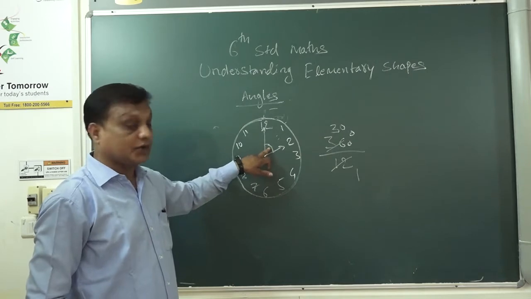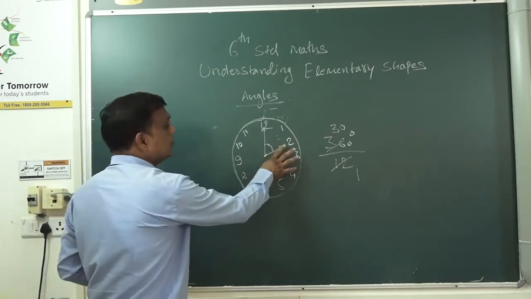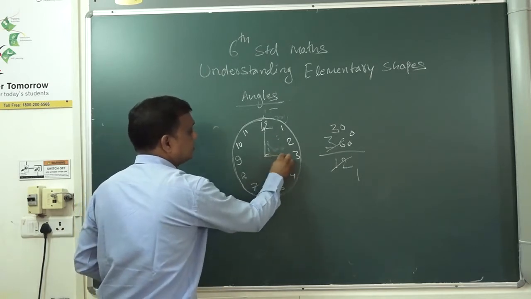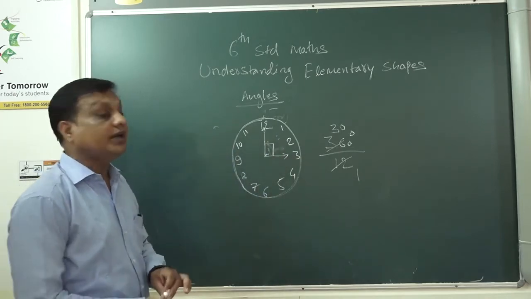From inside it is the acute angle, outside up it is the reflex angle. If you cross from 12 to 3, how many degrees now here? 90 degrees, a right angle.